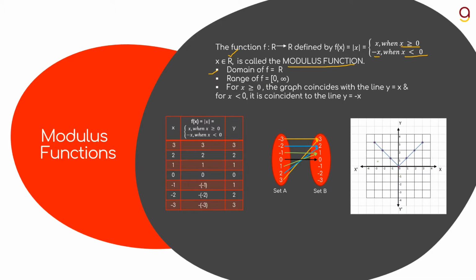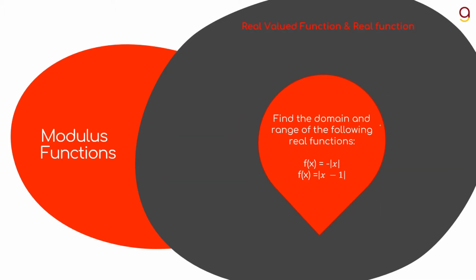Yes, and from the graph we have learned that for x greater than or equal to 0, the graph coincides with the line y is equal to x, and for x less than 0 it is coincident to the line y is equal to minus x. Now let's see a question on the same.